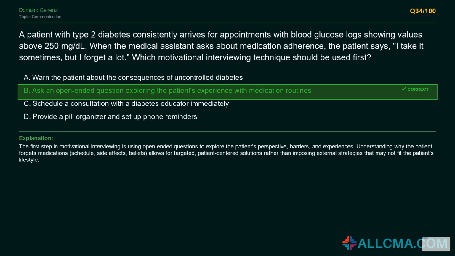The first step in motivational interviewing is using open-ended questions to explore the patient's perspective, barriers, and experiences. Understanding why the patient forgets medications, such as schedule, side effects, and beliefs, allows for targeted, patient-centered solutions rather than imposing external strategies that may not fit the patient's lifestyle.